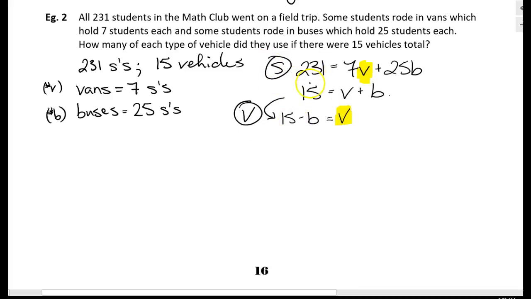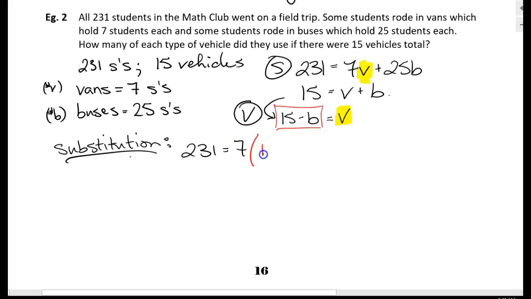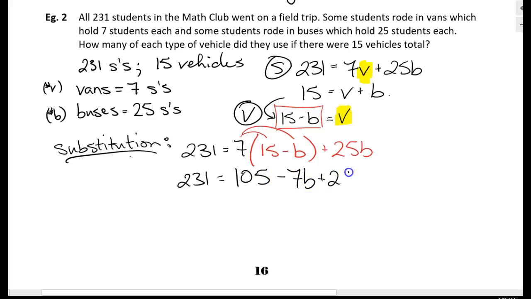So students and vehicles. Well, I know that my vans is 15 minus b, so now I can plug that in for the number of vans in my other equation. So this is called substitution. This is our second method of solving. So we've got 231 equals 7, and instead of v, I'm going to write all of this in its place. So 15 minus b plus 25b. So then from here, I'm going to have to stretch this out. And I'm going to get 231 equals 7 times 15 is 105 minus 7b plus 25b.